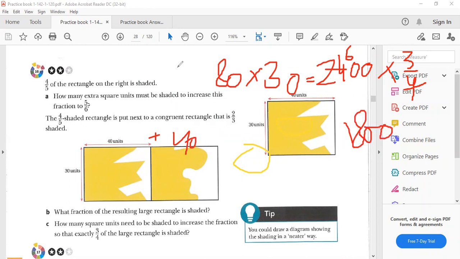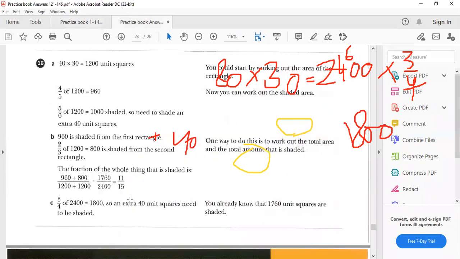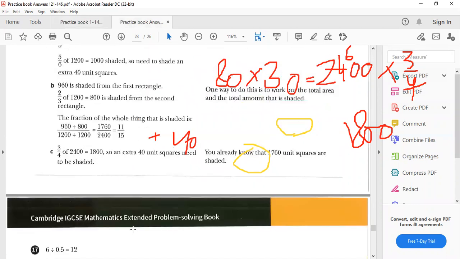But here, what is our answer? Look here: this answer will be 1800. So we need to scale. Here is 800, here is 960, so that is 1760. So we need 40 more square units to get 3 by 4 of the large rectangle. I hope you understand. That's an easy one.